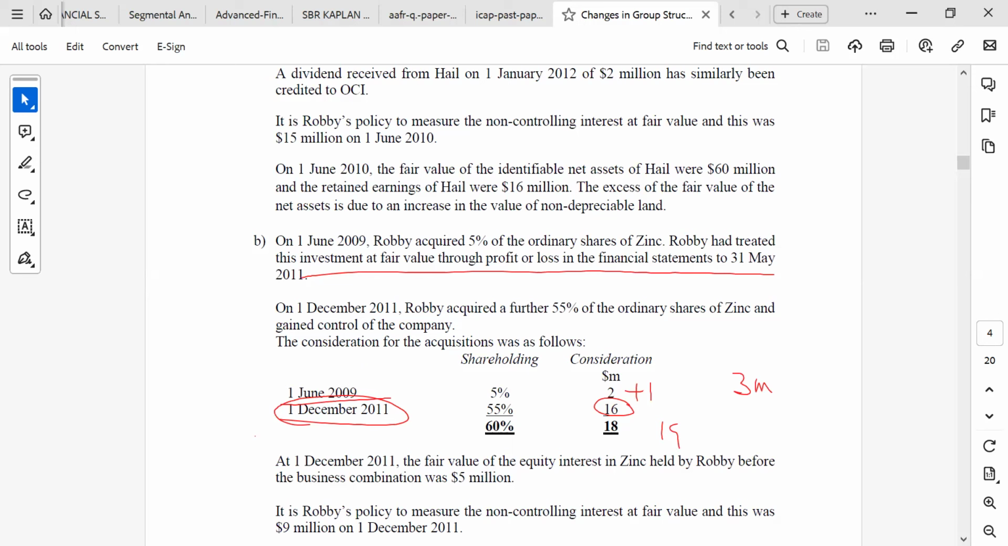Yes, sir. Okay. At 1st December, the fair value of the equity interest in Zinc held by Robbie before the business combination was what?